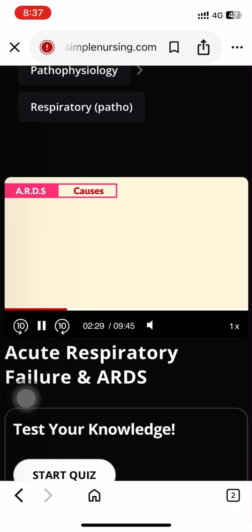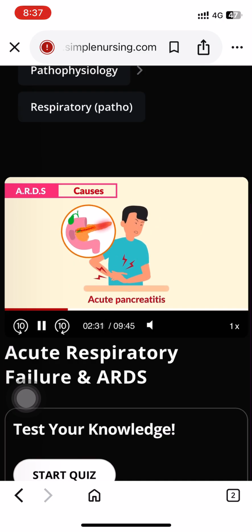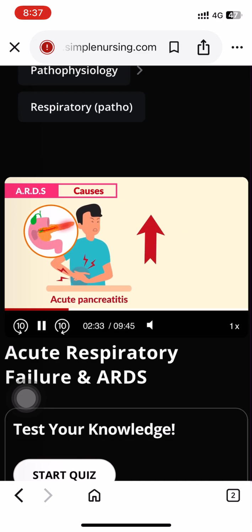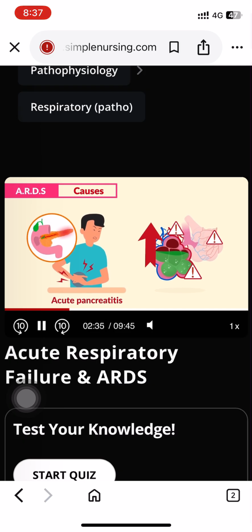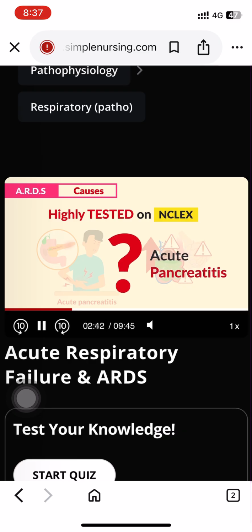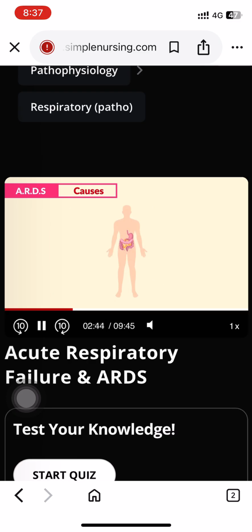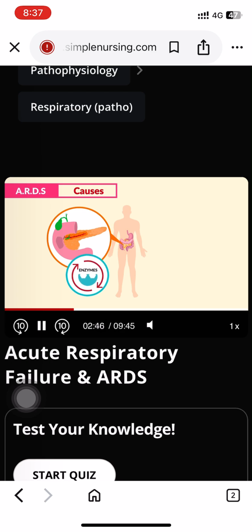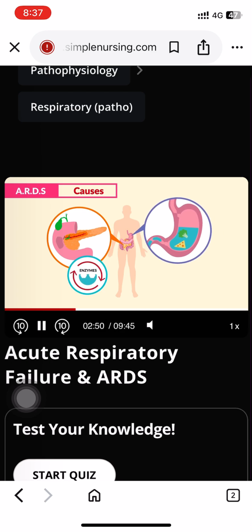Now, a unique cause: clients with acute pancreatitis are at high risk for developing ARDS. Now, this is highly tested on the NCLEX, so I would write this one down. A lot of students don't know this one, so listen close to the patho here. The pancreas is responsible for making enzymes, right? This helps to break down food in the digestive tract.